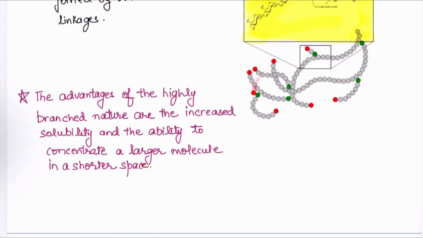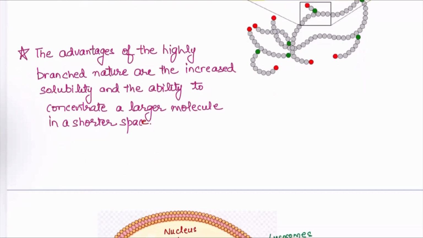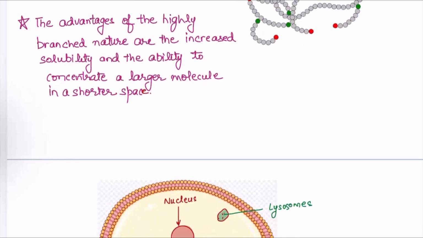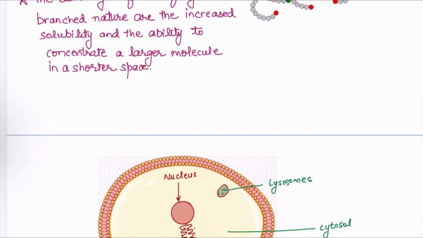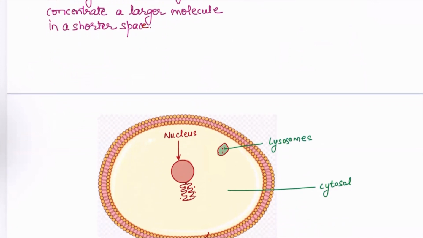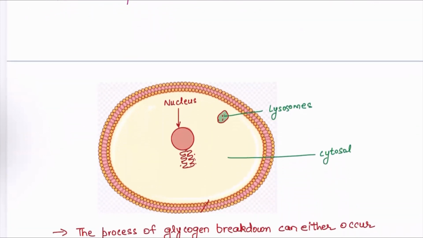This highly branched structure of glycogen helps it in order to organize properly inside a smaller space. The advantages of the highly branched nature are the increased solubility and the ability to concentrate a larger molecule in a shorter space. Now, the liver breaks down glycogen to maintain adequate blood glucose levels, whereas muscles break down glycogen to maintain energy for contraction.